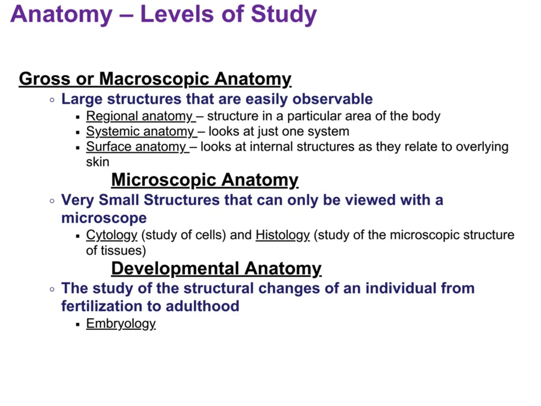And in both macroscopic and microscopic anatomy, you can see bits and pieces of developmental anatomy depending on what you're studying. One heavy developmental anatomy topic is embryology, where we're looking at structural changes of an individual from fertilization to adulthood, and embryology is specifically looking at that fertilization and growth of a zygote.